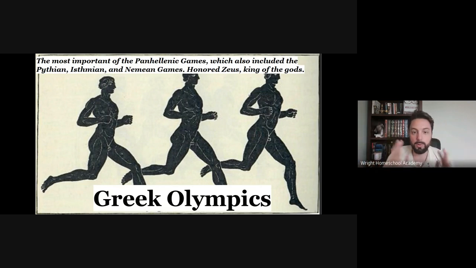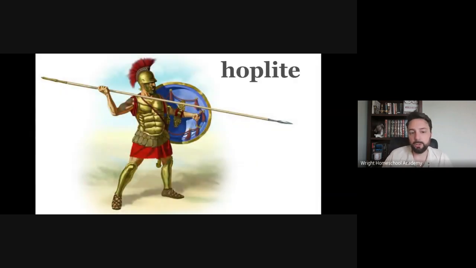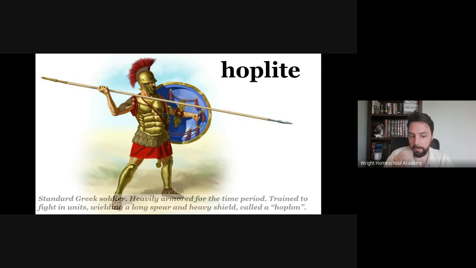But the Olympics was the most important one because the Olympics honored Zeus, who's the king of the gods. So most important god, most important athletic competition. Makes sense. All right, what you're looking at here is what's called a hoplite. A hoplite is a standard Greek spear soldier, and he was very heavily armored for the time period. You might be thinking that he's not heavily armored because there's large portions of his body that are not covered in armor, but we have to remember that 2,500 years ago, this was extremely heavily armored for his contemporaries. Most infantry back then, meaning soldiers who fight on foot, were very lightly armored compared to this.